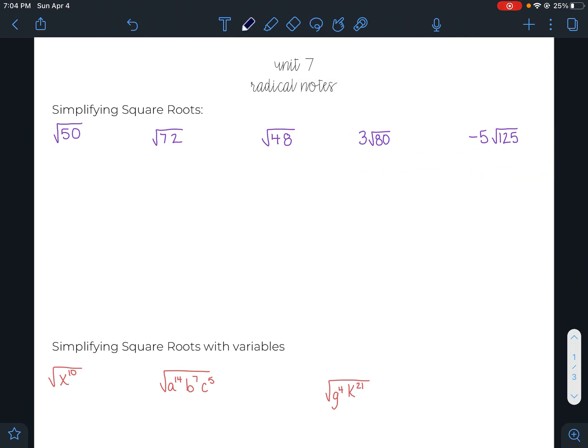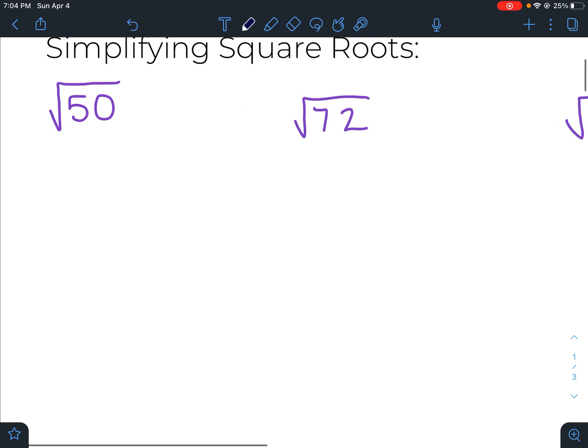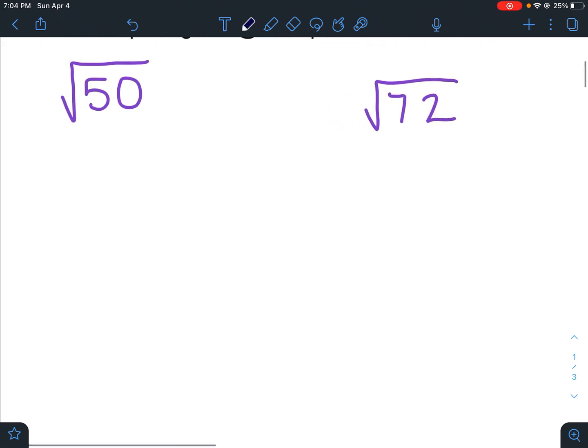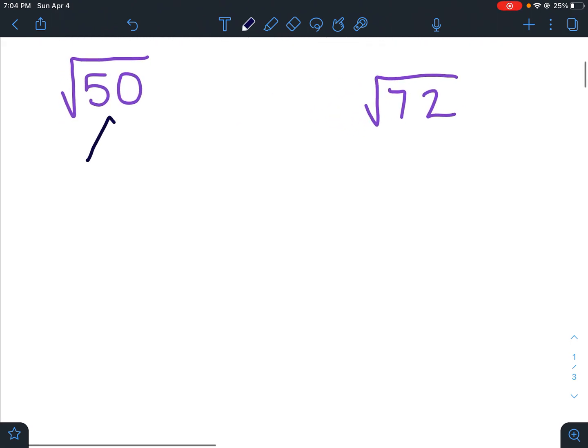So the first part is simplifying square roots. Now, when we're simplifying square roots, you're definitely going to want to have a calculator nearby because we're going to dive into, if you remember, factor trees. You can really do these 100 million different ways, but 50, I'm going to break down as 5 times 10. All of these, remember, are times. 5 is a prime number, meaning 5 times 1 is the only way to get to it. 10 I can break down into 5 times 2.